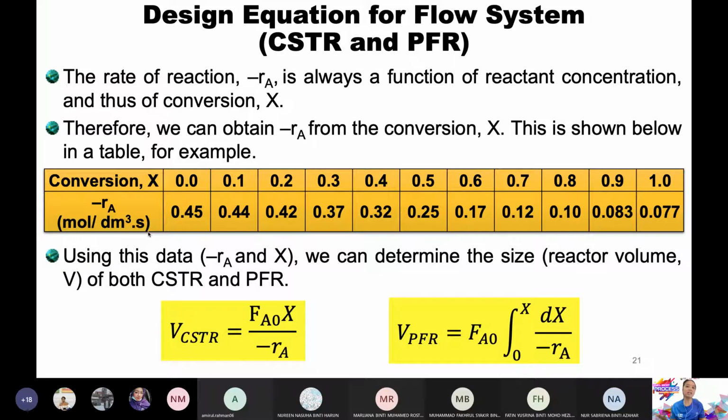Okay, so sometimes they will tell you conversion is 80%. Tapi bila dalam pengiraan, in the calculation, make sure you change that 80% to 0.8. Any percentage dalam pengiraan, you have to change into fraction. Okay, so come back to this.